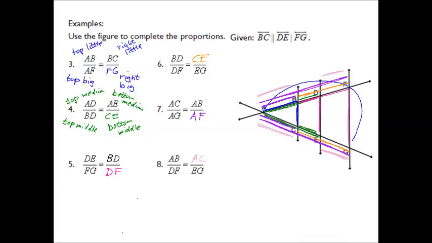In number 6, BD to DF has to be the same as CE, the bottom middle one to the bottom right one. AC to AG has to be the same as AB, the short top one, to the long top one, AF, and AB, the short top left one, to DF, the right short one, has to be the same as AC over EG. Hopefully you got those same answers. Good job. And now let's move on to our third and last proportionality theorem.